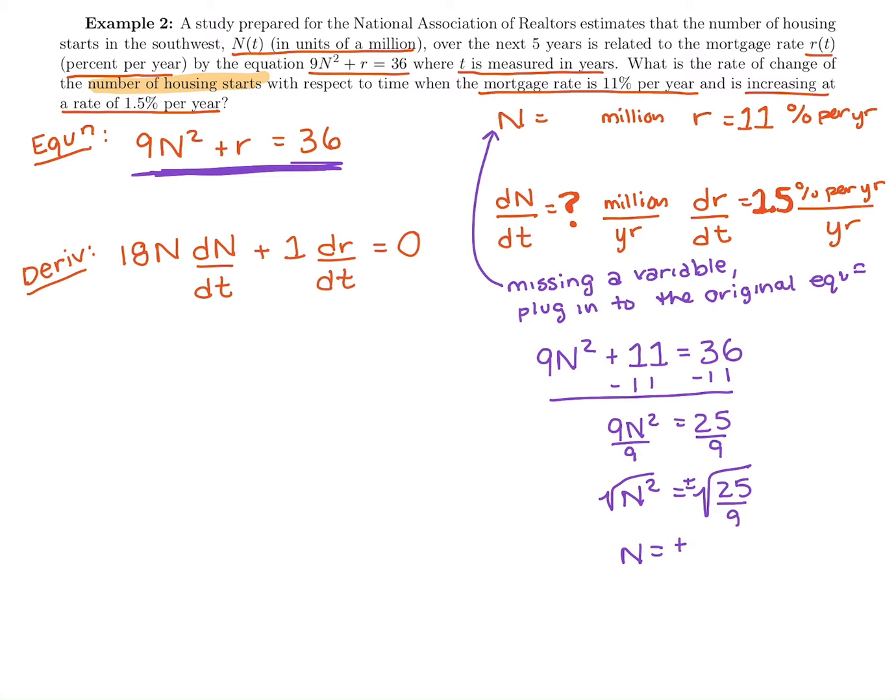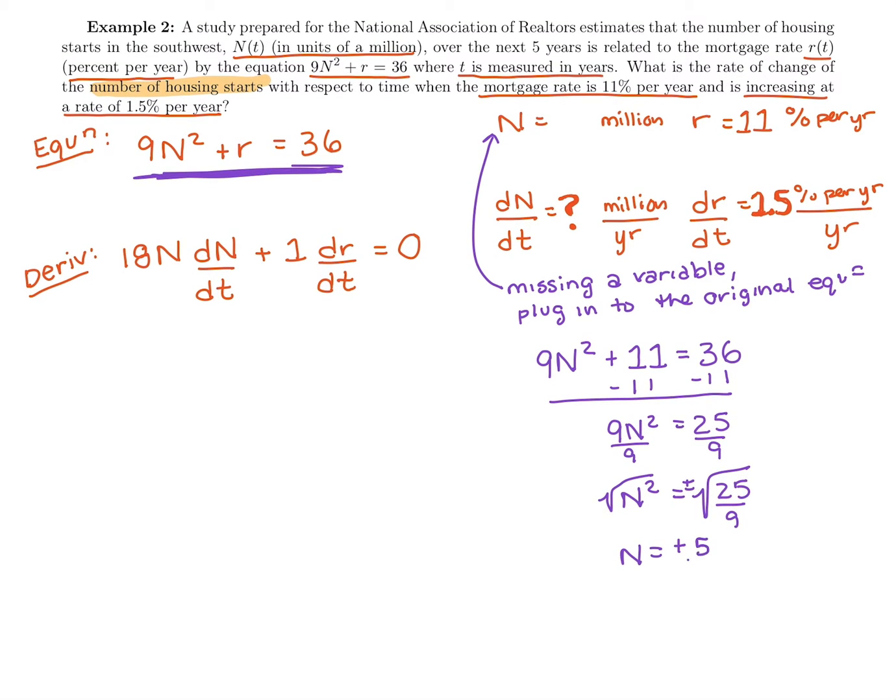And we could take a regular square root here, the square root of the top and bottom. So the square root of 25 is 5, the square root of 9 is 3. So our answers are positive 5/3 and negative 5/3. They're building 5/3 of a house? No, that's in millions. So 5/3 of a million, which is plenty of houses. And we know we can't have a negative number of houses being built. You can have a negative derivative, but you can't have a negative variable for this one. So N must be 5/3 million houses right now.